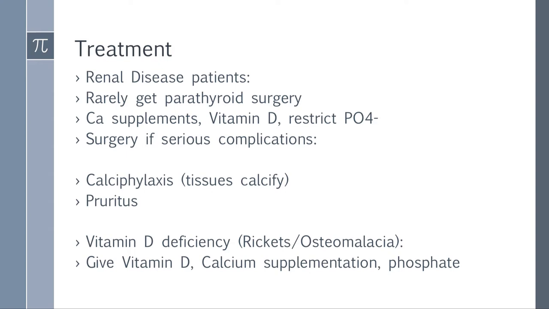How about vitamin D deficiency? In kids, it's called rickets, and osteomalacia in somebody who's older, right? So what do you do? They're vitamin D deficient, you give them vitamin D, right? Their calcium is low because you're not reabsorbing, so you give them calcium. Remember, their phosphate is low, right? Because they're peeing it all out, so you give them phosphate. So you give them all three.